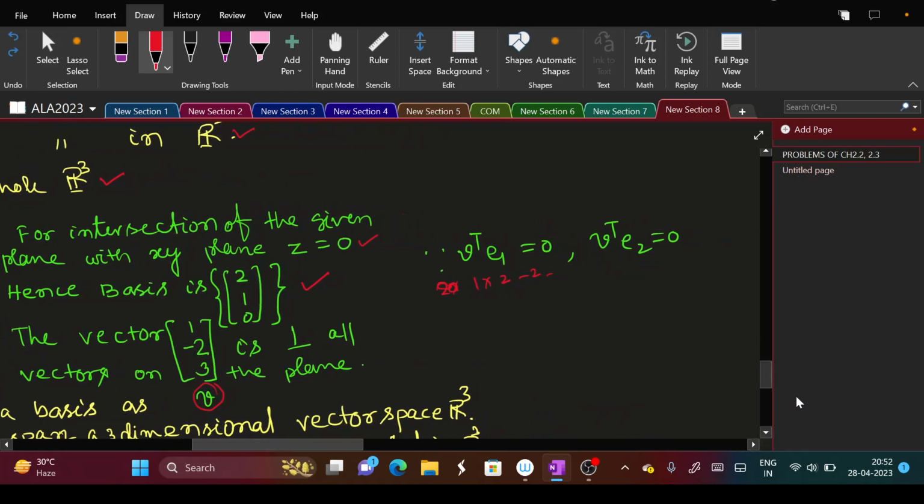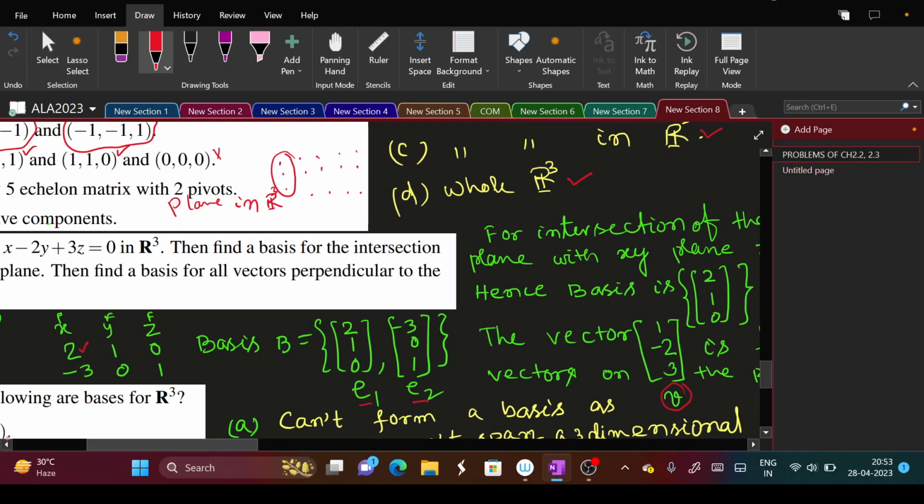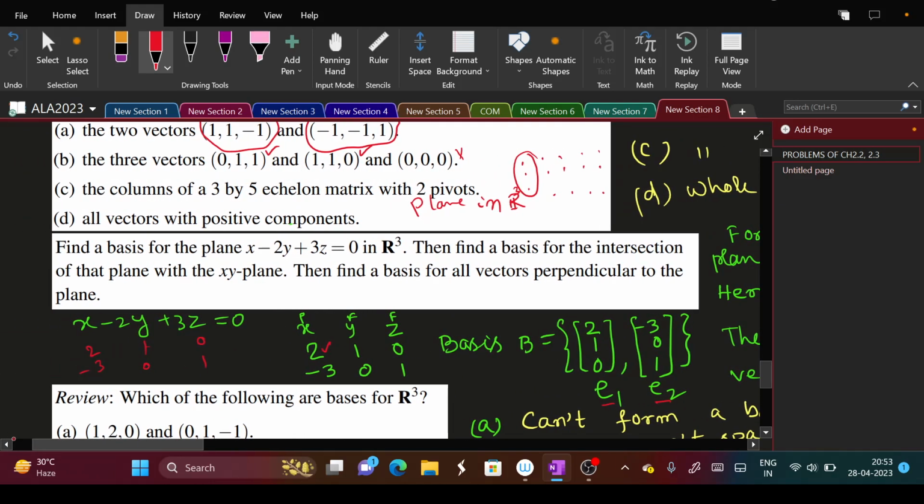Hence every basis vector is orthogonal to V, hence V is orthogonal to the whole space. So what is this V? (1, -2, 3). This vector is orthogonal to the whole space. So this is the basis of all the vectors which are perpendicular to the plane.